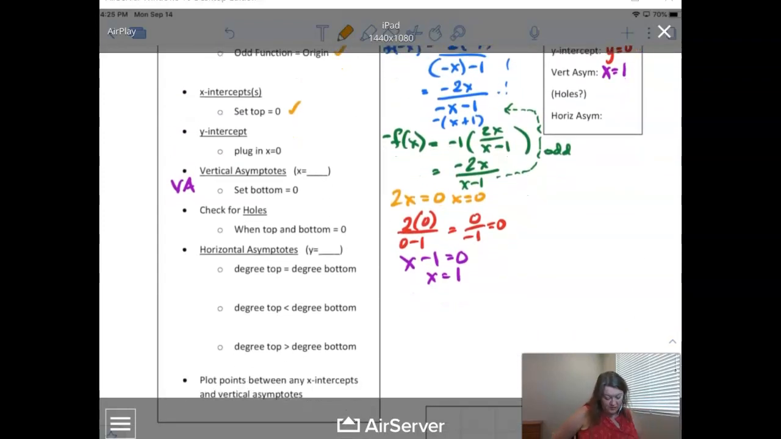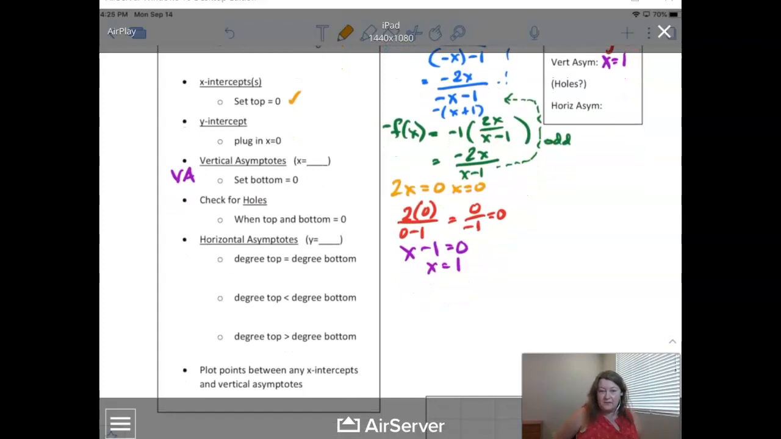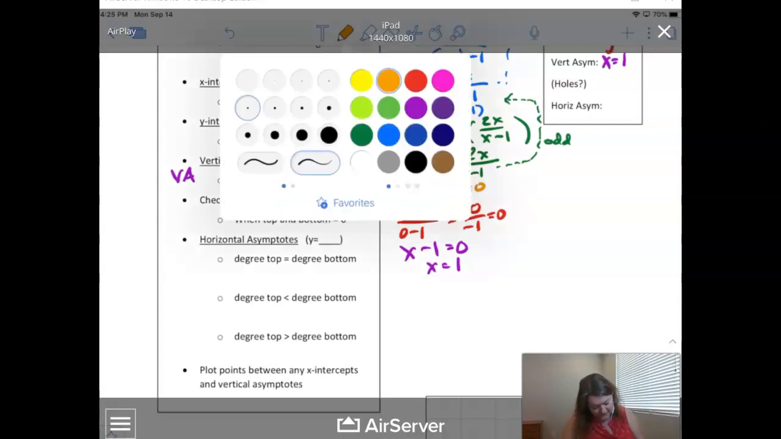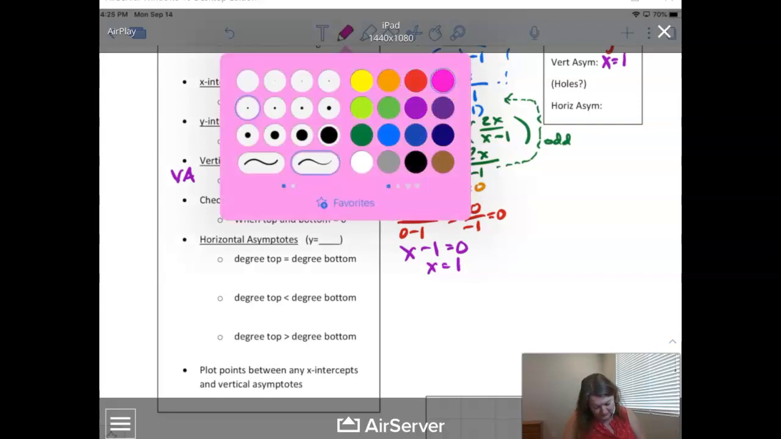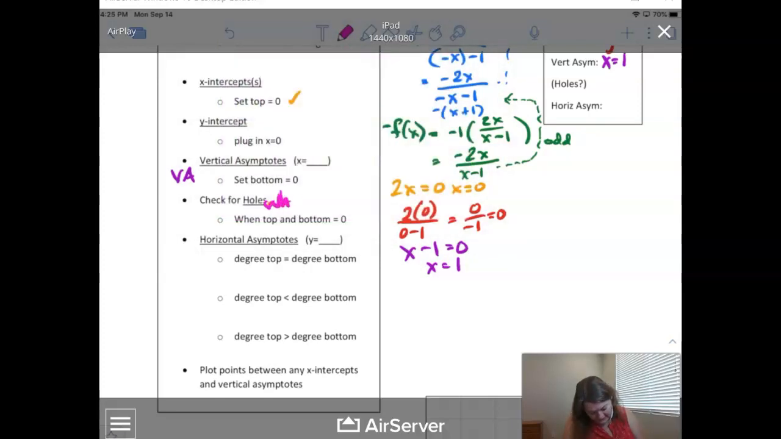Okay, check for holes. So if we ever get that 0 over 0 that I talked about when you plug in an x, so when top and bottom both equal 0 when you plug in x equals 0, if you get 0 over 0, then that could mean that there is a hole. And all that means is the graph just exists the way it normally does, but there's just like this open hole somewhere in the graph, okay?